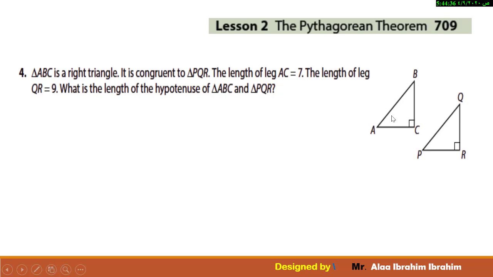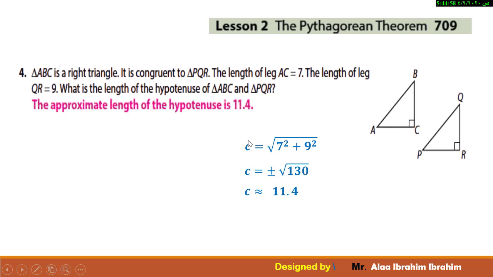So for the hypotenuse here, I have to add this and this together, because this is 7 and this is 9, and this is 7 and this is 9. You can bring either one because they are congruent and will be the same. So C equals the square root of 7 squared plus 9 squared together. Then I find the result, and the square root is 11.4. This is my result, approximated to the nearest tenth.